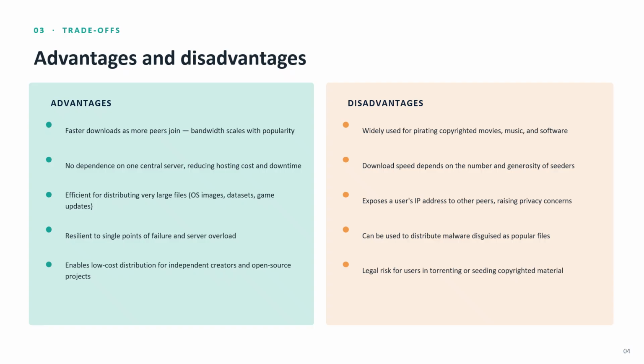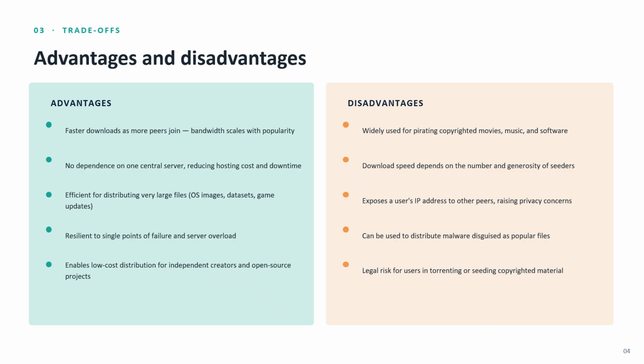Like every technology, BitTorrent has both strengths and weaknesses. Some advantages are faster downloads as more users join, no dependency on a central server, efficient distribution of large files like Linux operating systems, research datasets, and game updates, reduced hosting costs, and reliable file distribution.